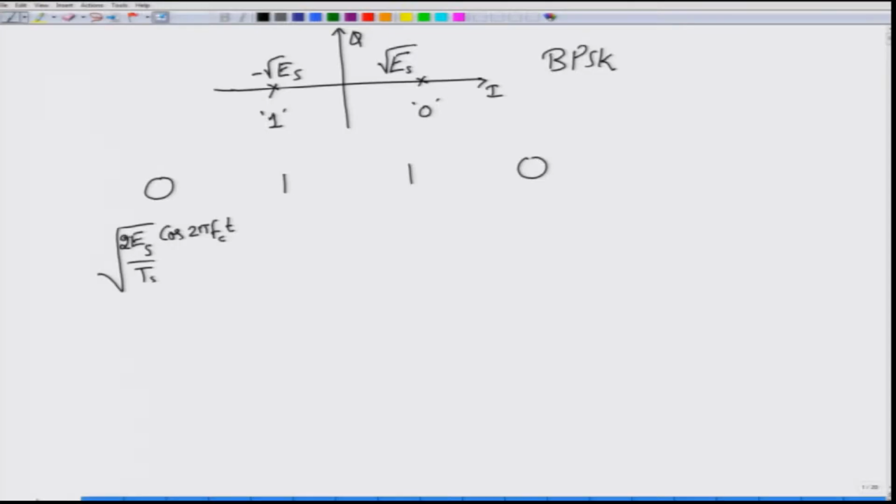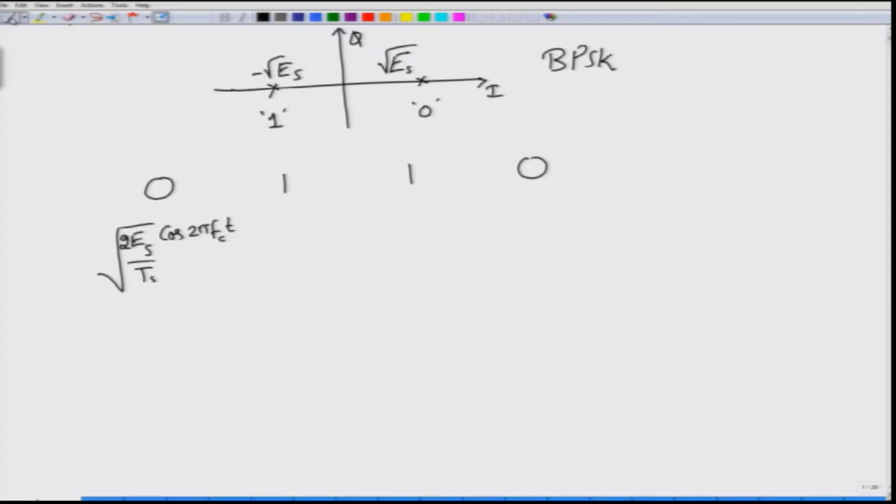We can also multiply this one by 2, so that when I take the energy of this waveform, the energy will be the square root of 2 Es by Ts, whole squared, multiplied by Ts by 2. So that when you expand this, you will see that the energy is given by Es. Es stands for the symbol energy, in which case this is also the bit energy. So, in this case the bit energy is equal to the symbol energy. Because of this reason we will use square root of 2Es by Ts as our amplitude of the carrier.